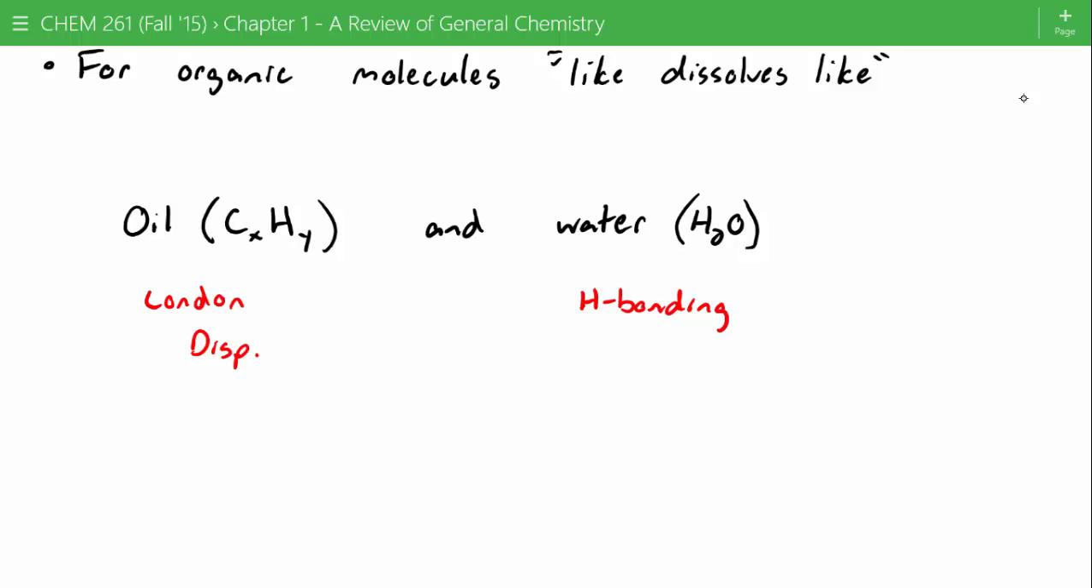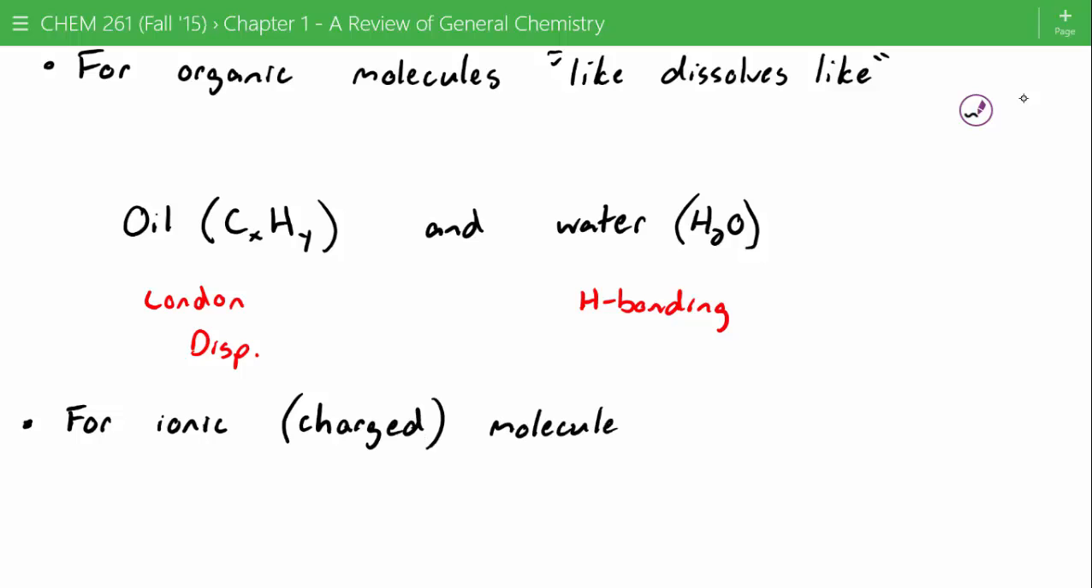There's also a rule for organic and cation or anion interactions. So let's include this. For ionic or charged molecules or atoms, they dissolve more readily in solvents that can hydrogen bond.